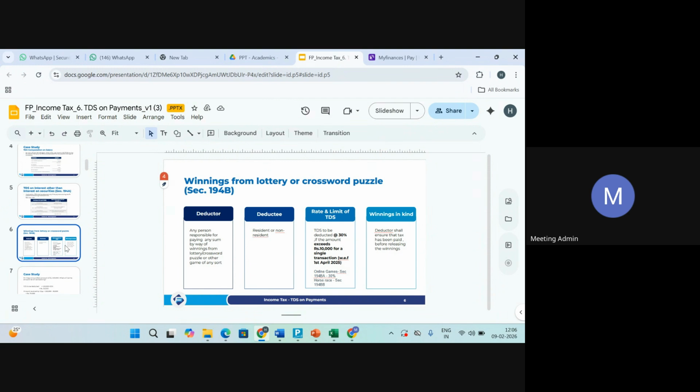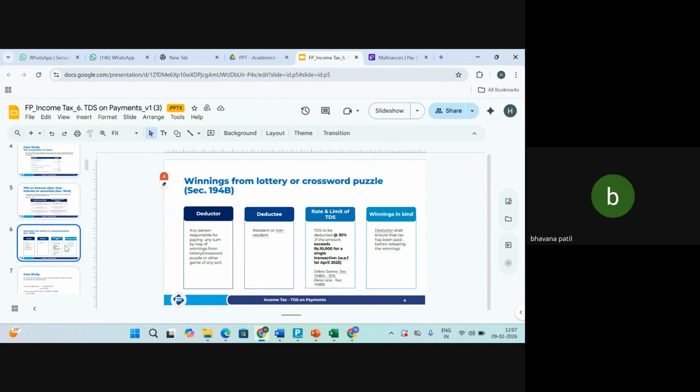Winning from lottery or crossword puzzles, the section will be 194B. These things we have already discussed in previous slides, so you will be aware of them. Kerala lottery and all, you will be very familiar with that. I know all about the Kerala lottery, Akshay and Bhavana. We all know about that.